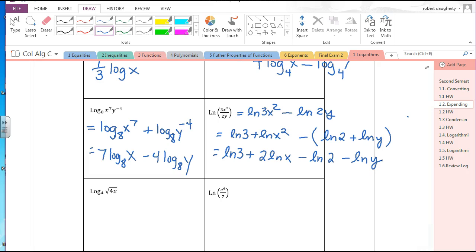That's about as hard as it gets in this section. So you can see what I had to do. I had to use the quotient rule to write this as the natural log of 3x squared minus natural log of 2y. And then I recognize 3 times x squared, that's a product. So that's natural log of 3 plus natural log of x squared. Natural log of 2y, that's a product, natural log of 2 plus natural log of y, but I'm subtracting it. And then this is a power, so that's 2 times the natural log of x. So all 3 rules had to be used to get this one.